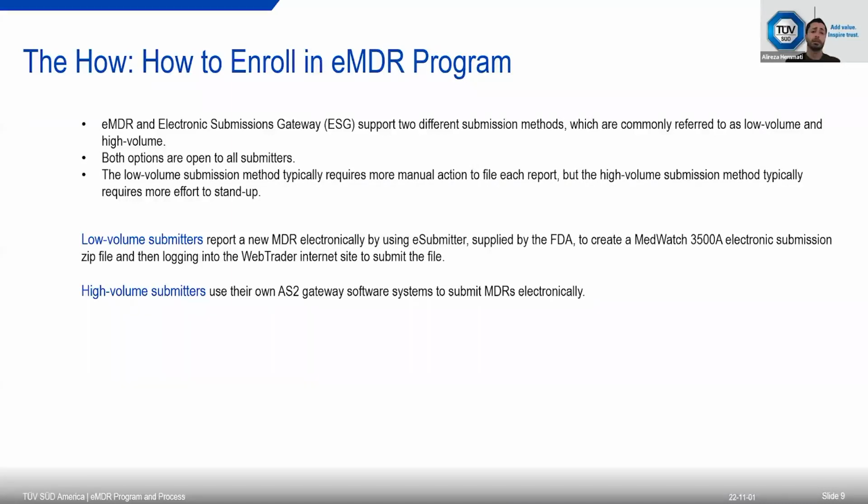The second method is for high volume submitters. High volume submitters use their own AS2 gateway software system. It basically is the B2B communication system that they have. They generate HL7 standard files.